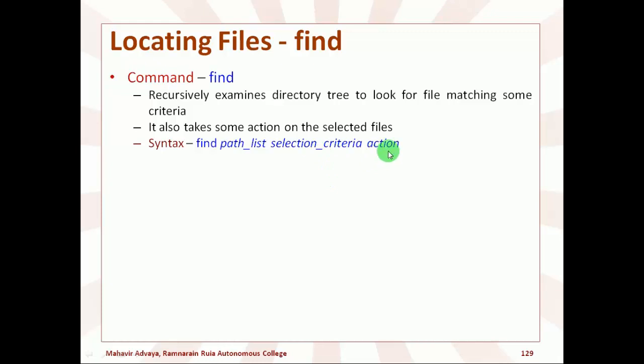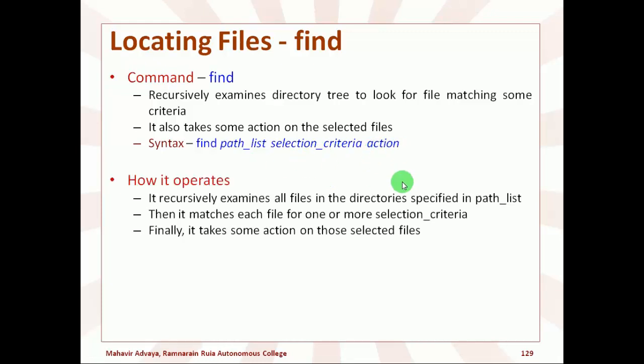and the action. So basically, the path list is where you want to find the file, so you need to provide the path. So as in Windows, we provide the location, C drive, D drive, or any specific folder. Then the selection criteria is basically the criteria on the basis of which you want to select the file.